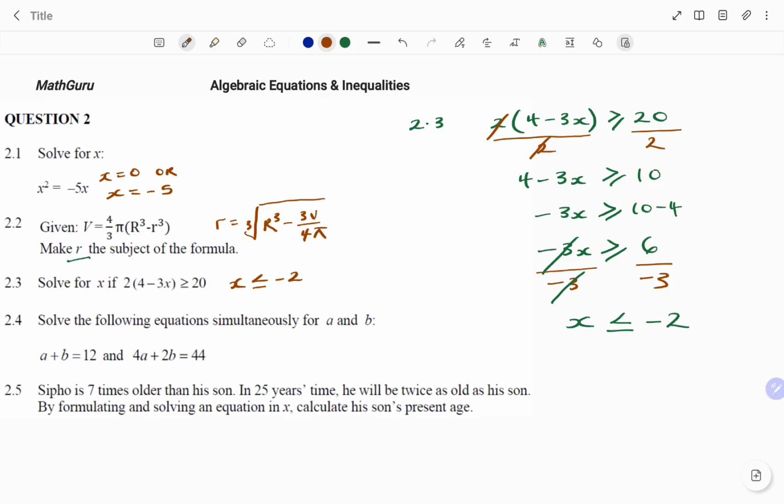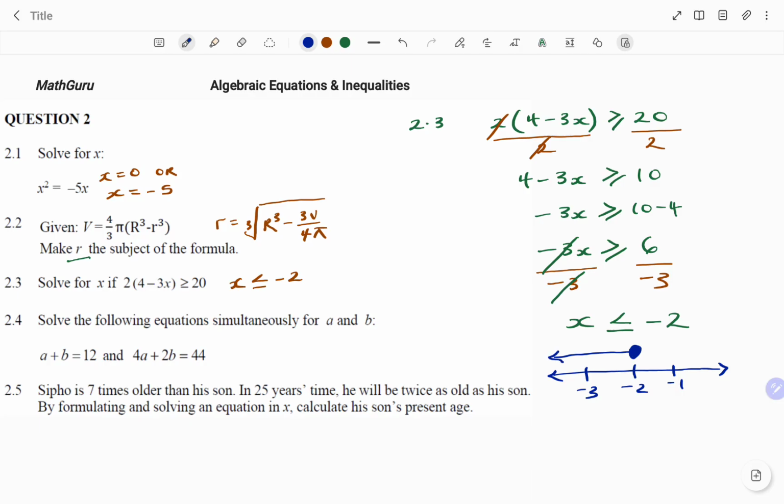And if I represent that on my number line, I have -1, -2, -3. It's starting from -2, and I'm going to shade that because of my equality sign, and then less than, it's going to be in the left direction.